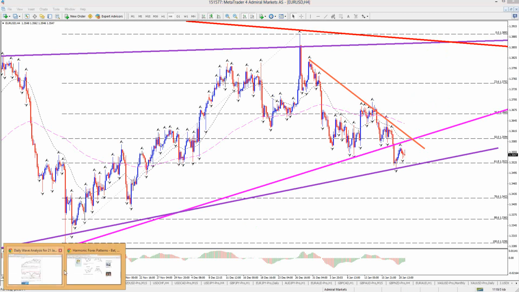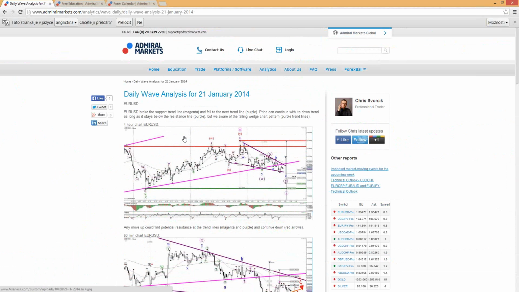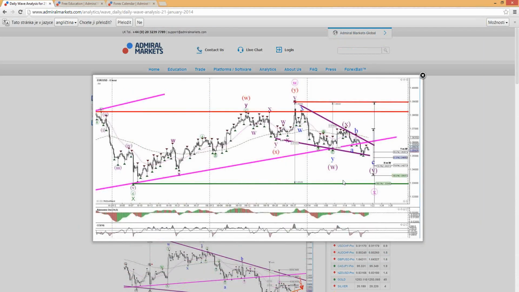How does that look from a wave perspective? Because it's also a wave webinar. If we look at the 4-hour chart, you can see we have potential magenta W. This would be WX. We go up for magenta Y. Sorry, magenta W, magenta X. We'll go up for magenta Y. That's at the moment what I'm still thinking. I still have it as a bullish wave count.